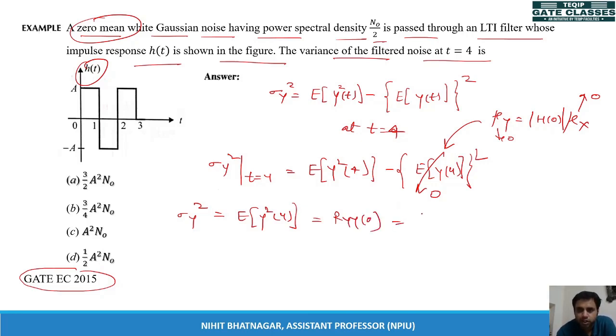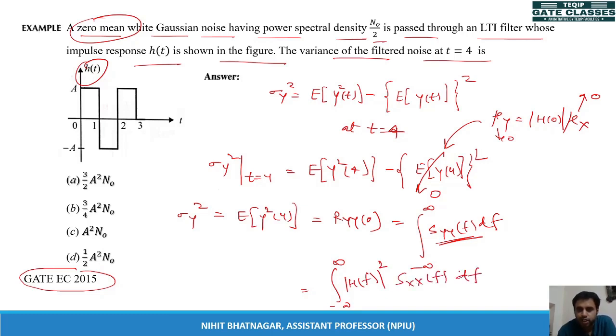or in other words, it is equal to integration from minus infinity to plus infinity S y of f df. Okay, it can also be written in terms of x, that is equal to integration from minus infinity to plus infinity, then the power spectral density of this random process, that is equal to mod H of f whole square into S x of f into df. Here it is given to us the value of S x of f.